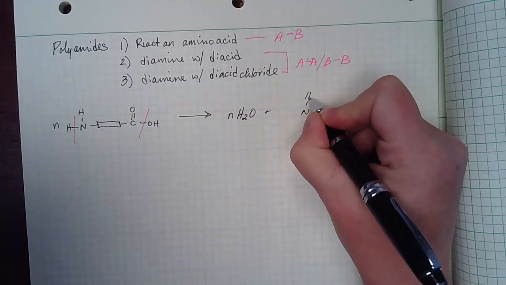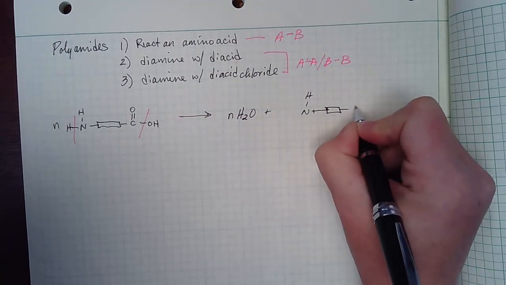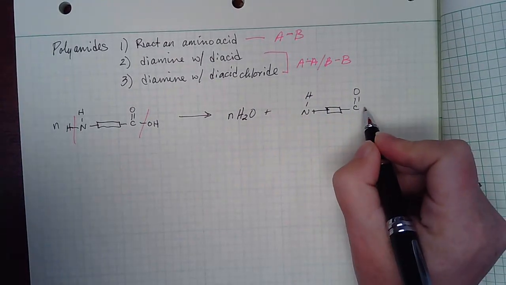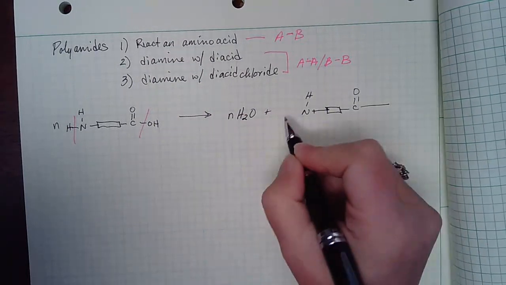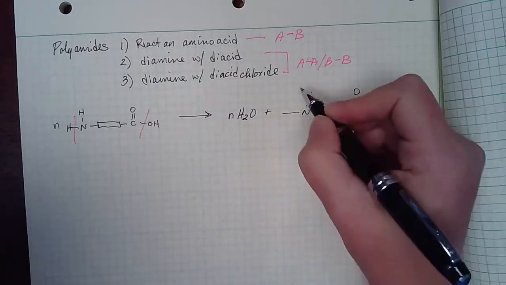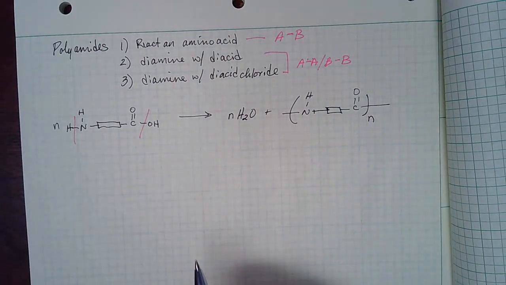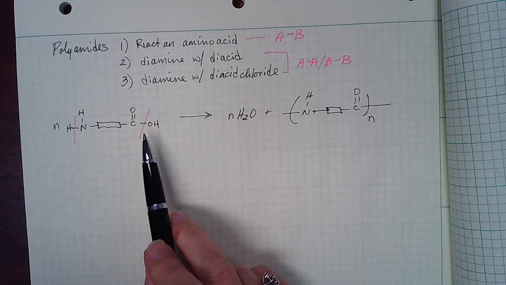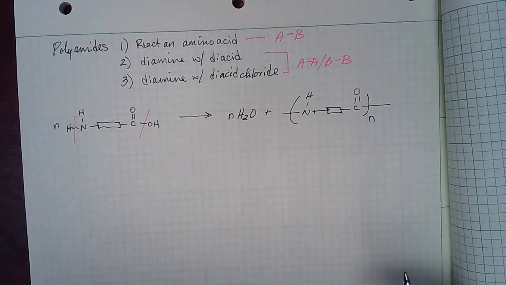Now I'm going to write down everything that's left. I have the amine, the stuff in the middle, and the carbonyl. This is going to polymerize. Carbon needs 4 bonds, so that adds the wraparound bond, and nitrogen needs 3 bonds. And then I put my brackets and my N. So that is an example of an amine polymerizing from an amino acid, and this is an AB type polymerization.